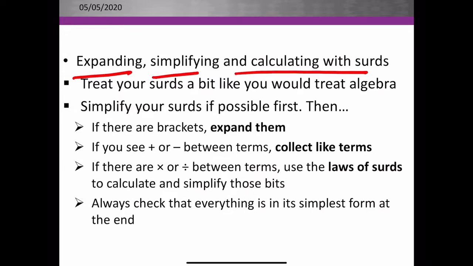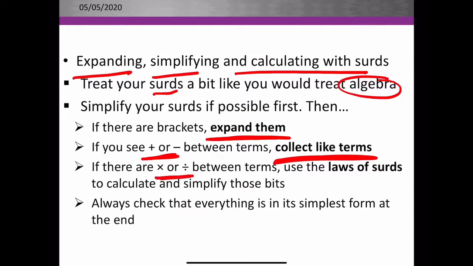We're going to treat your surds like algebra, so for a lot of you, you will be hating this, okay? But we do need to get to a stage we can actually do this. So if there are brackets, we expand them. If you see plus or minus between them, you collate your like terms. If you do multiply or divide between them, you use the laws of surds, okay, which was the lesson yesterday.